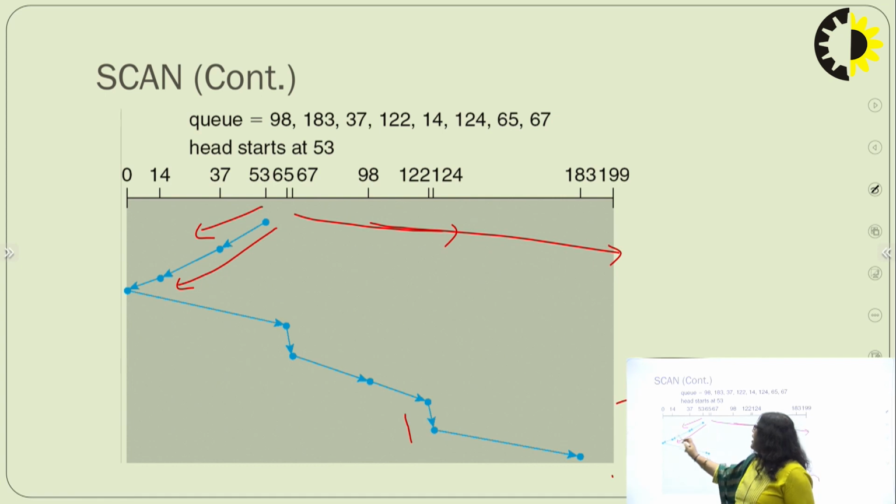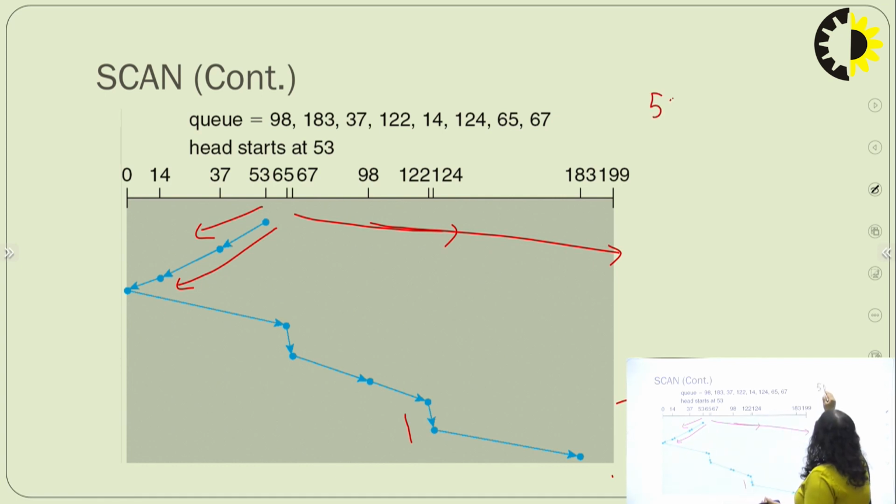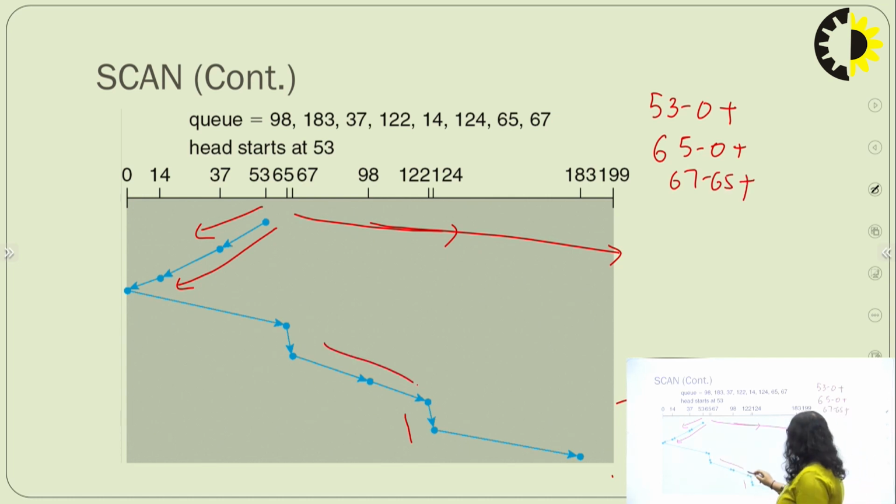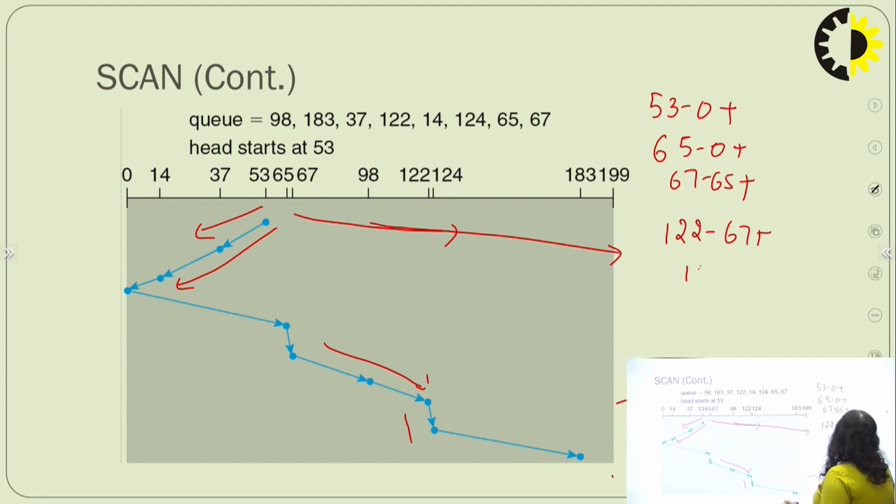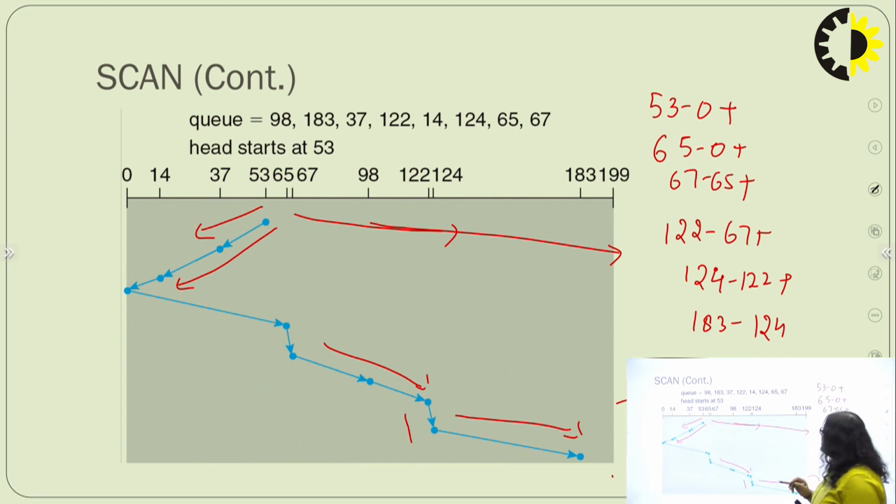First is 53 minus 0 plus 65 minus 0 plus 67 minus 65 plus, there is a movement from 122 minus 67 plus another movement 124 minus 122 plus, and the last seek position is 183 minus 124. So the first method is this, and the second method is what?